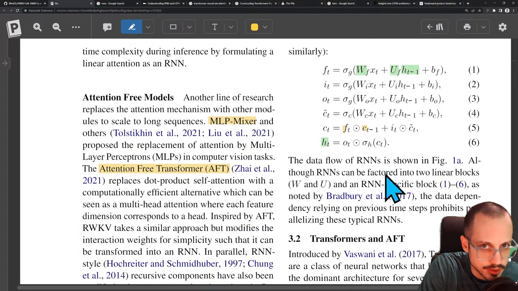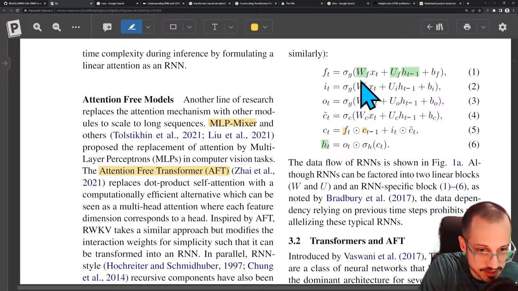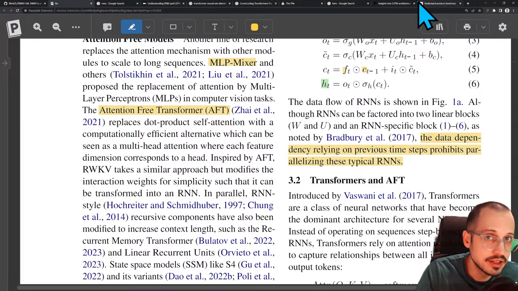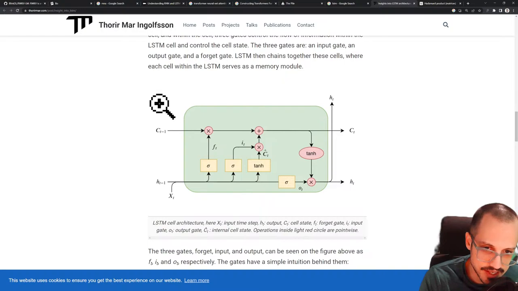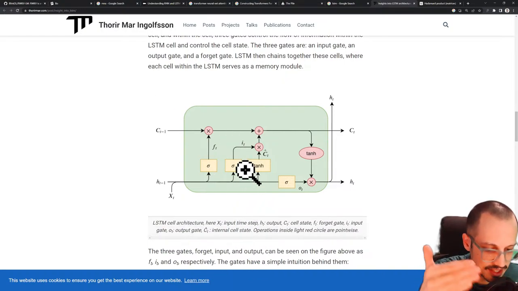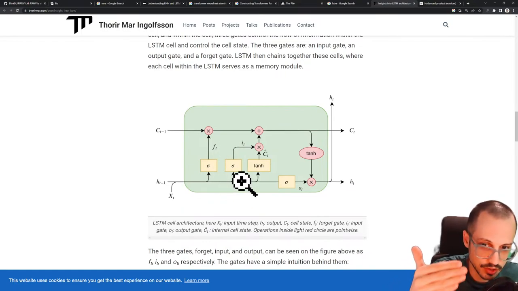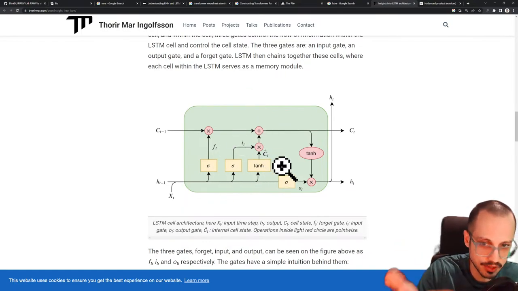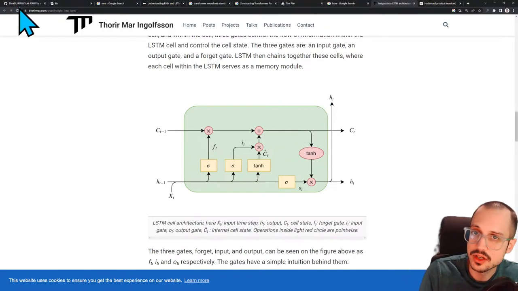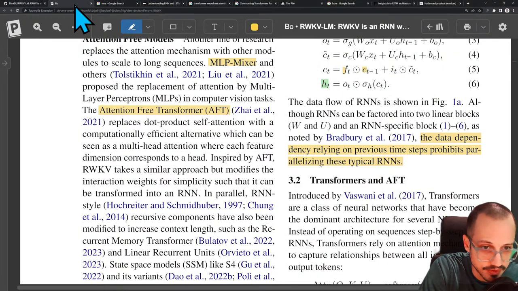Okay, so that's what an LSTM is. The data dependency on previous time steps prohibits parallelizing these typical RNNs, right? Because you need the hidden state to calculate the current state, you need to do everything serially. You can't calculate the third thing without knowing the second thing, and you can't calculate the second thing without knowing the first thing, and so on. So it's a big problem, the fact that you have to do that.